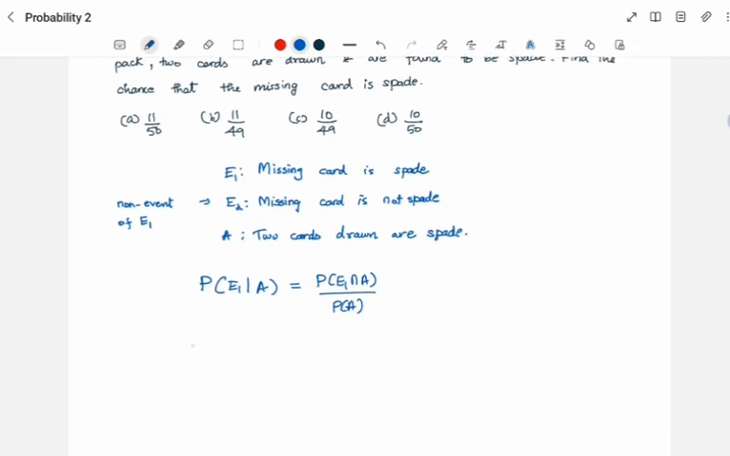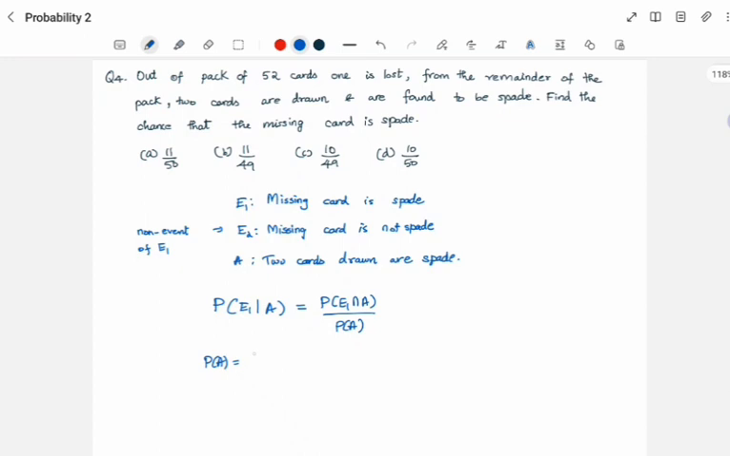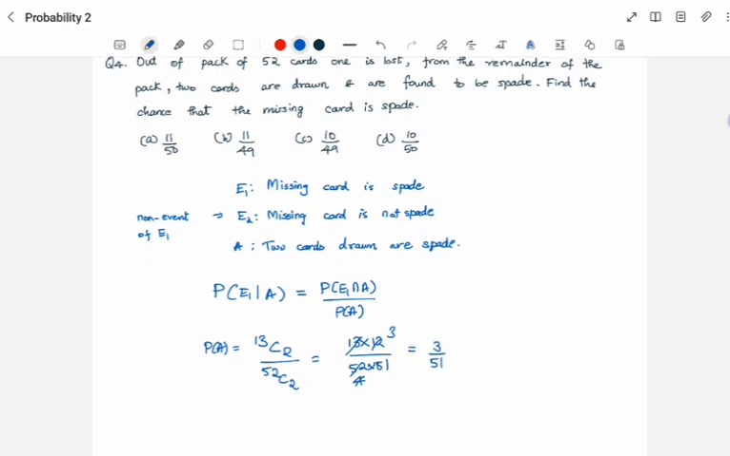So P of A we can easily find. What is P of A? 2 cards drawn are spade. Again, from 52, right? Spade cards are 13 only. So 13C2, where both cards give me spade, divided by the total combinations, 52C2. So this will be 13 into 12 by 52 into 51. So this goes 4 times, this goes 3 times. So 3 by 51 is P of A, right?